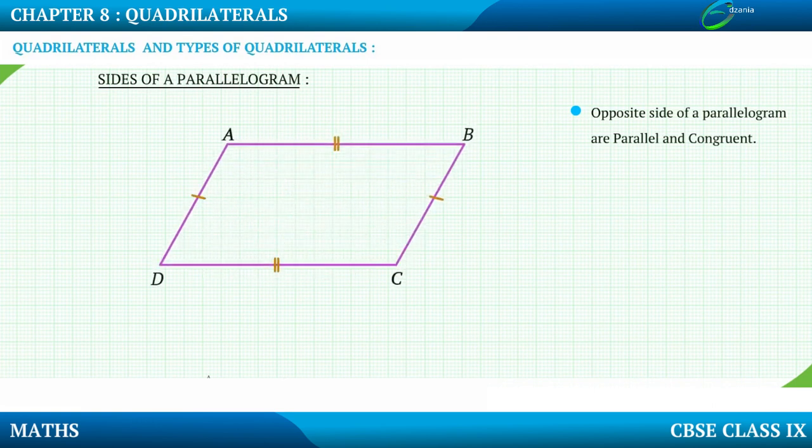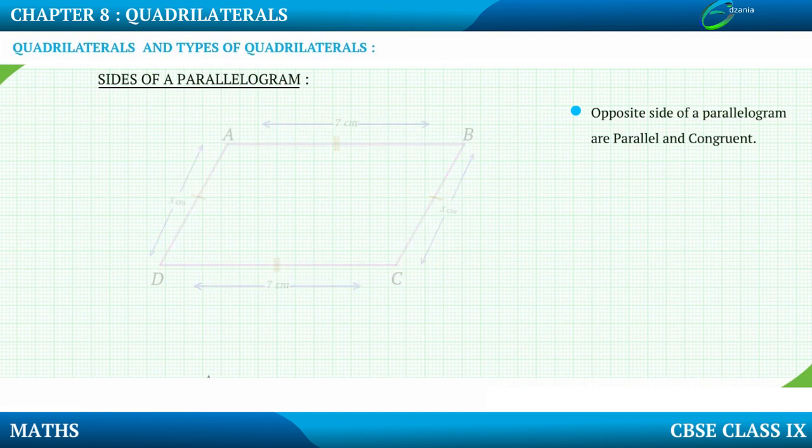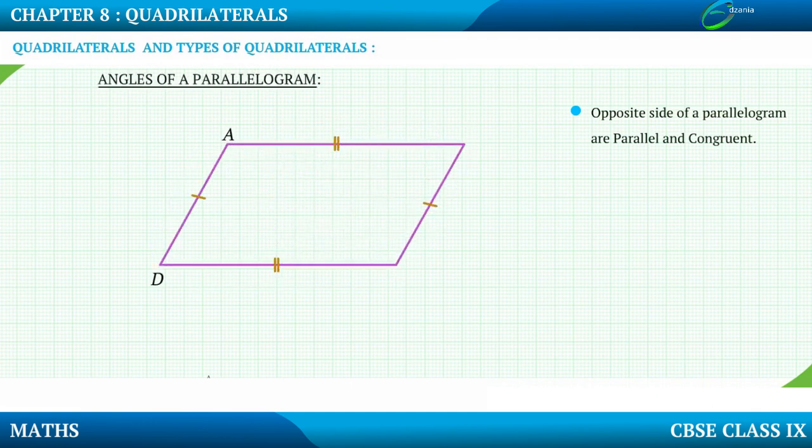Say for example, if AB is equal to 7 centimeters, then DC will be equal to 7 centimeters. If AD is equal to 3 centimeters, then BC is equal to 3 centimeters. Angles of a parallelogram.